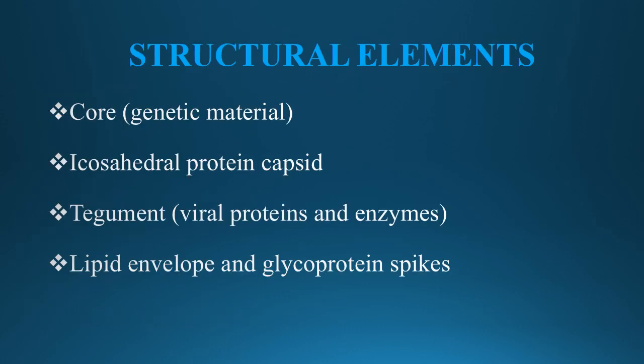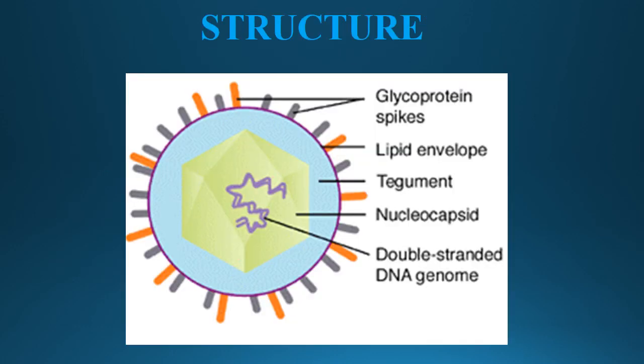The structural elements of Varicella zoster virus include core genetic material, icosahedral protein capsid, tegument, viral proteins and enzymes, lipid envelope and the glycoprotein spikes. This is the structure of Varicella zoster virus. It consists of glycoprotein spikes, lipid envelope, tegument, nucleocapsid and a double-stranded DNA genome.